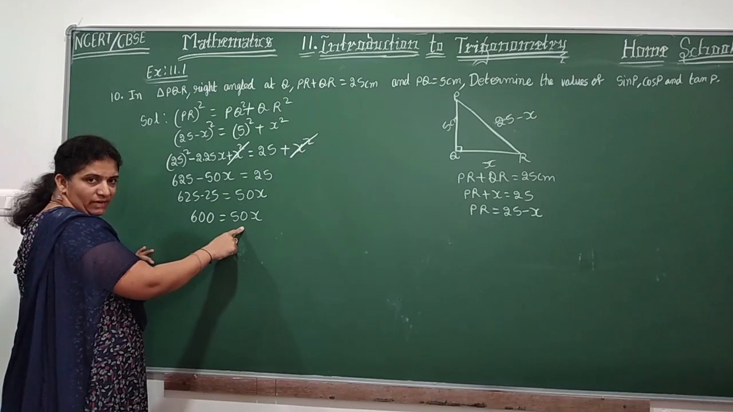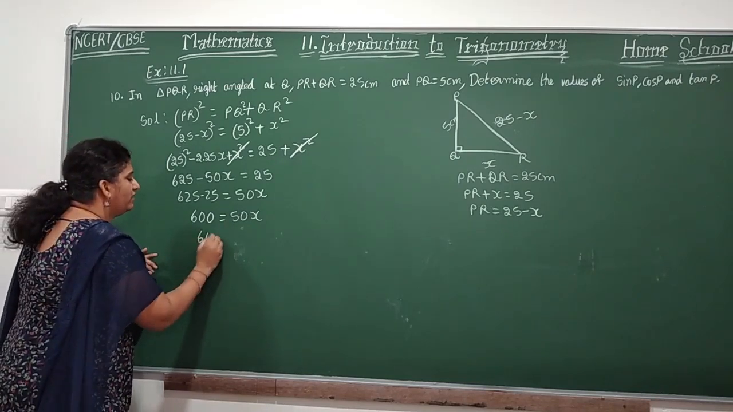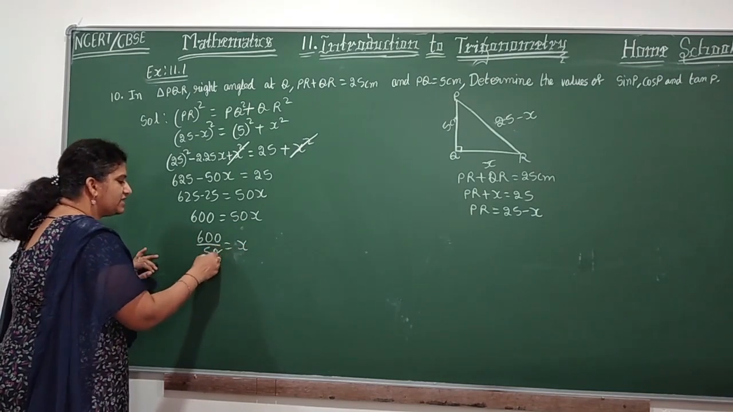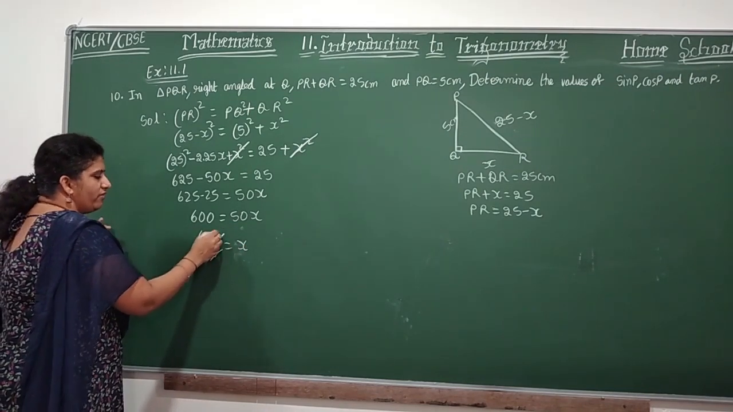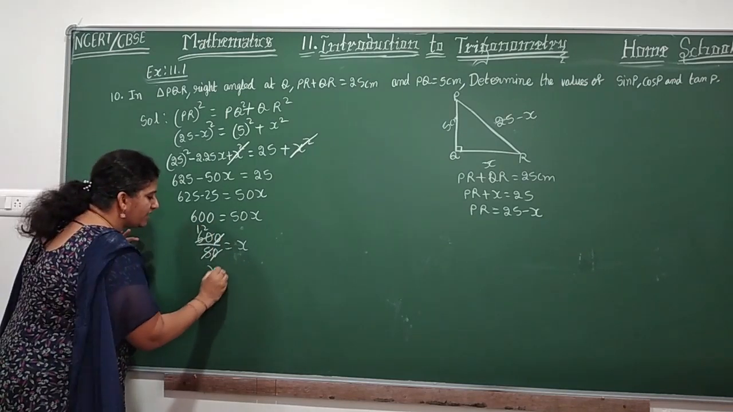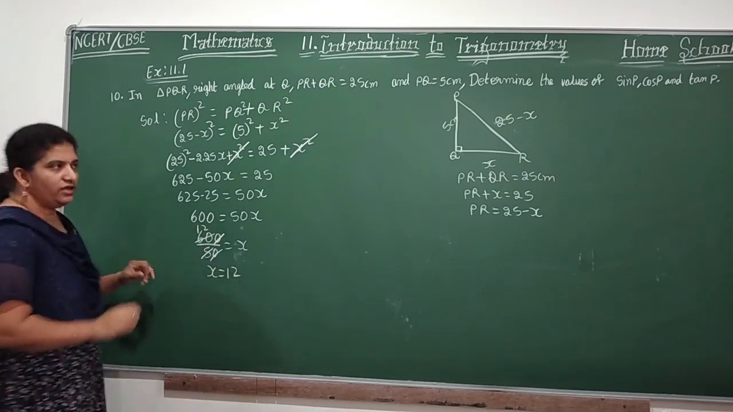This 50 is a multiple, send other side. It will be divided. So that will be 0, 0. 5 1s are 5, 5 2s are 10. So what's your x value children? 12. You got your x.